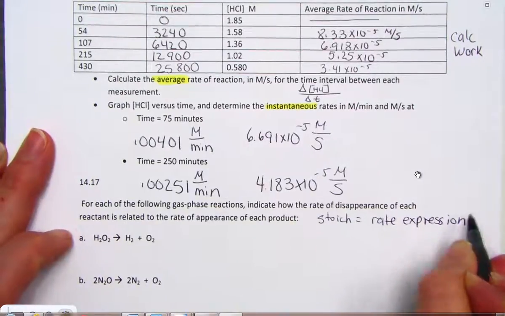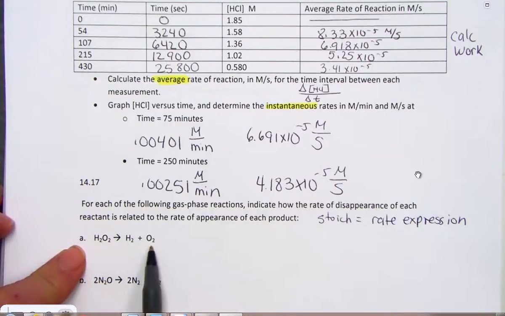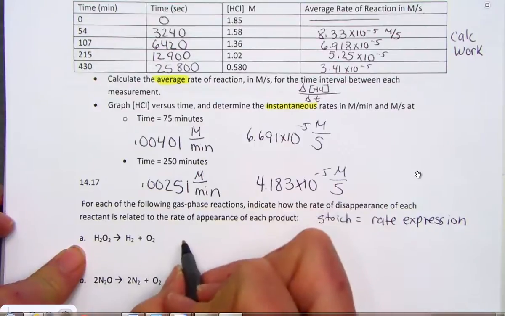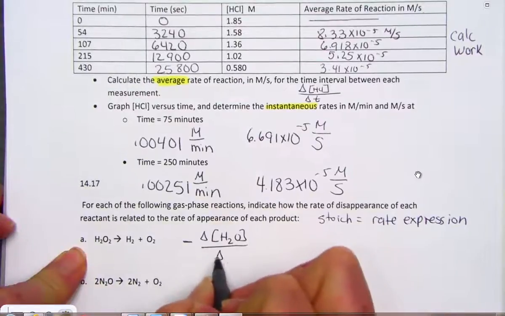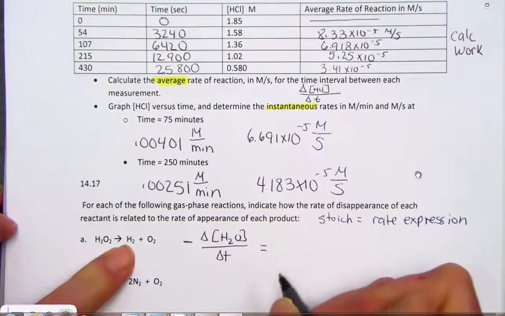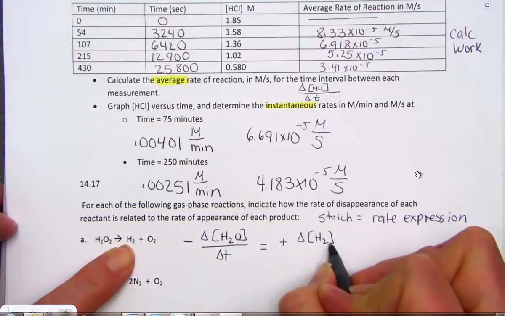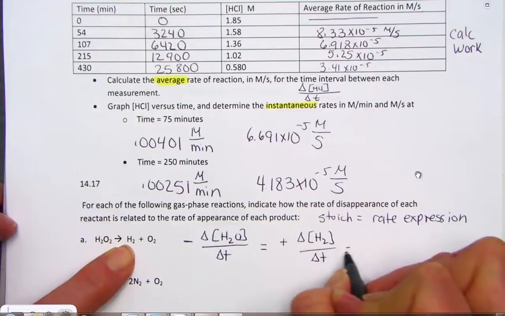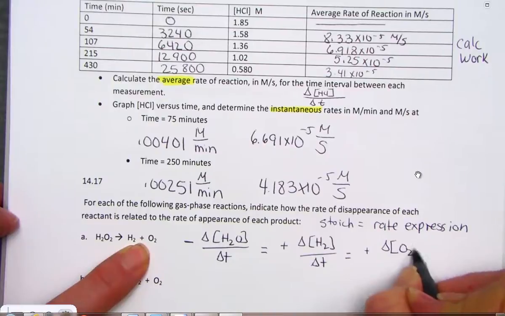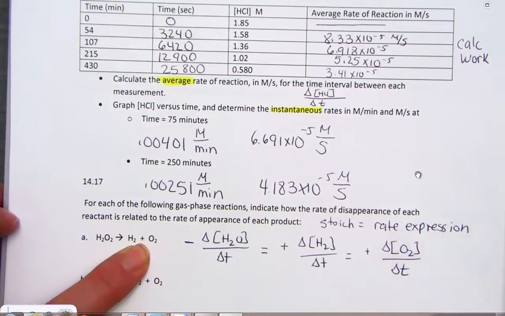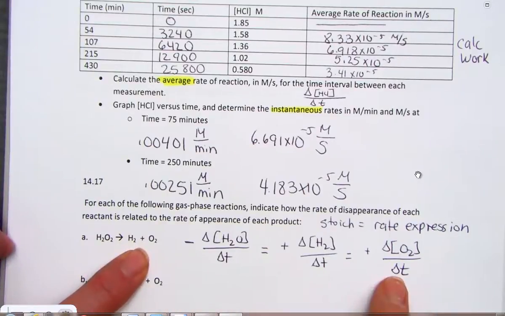Here we have an equation where peroxide is decomposing into H2 and O2, and this equation is balanced as is. So the change in concentration of hydrogen peroxide over its change in time is directly equal to the change in concentration of the appearance of hydrogen over its change in time, which is directly equal to the appearance of oxygen over its change in time. The rate expression, all coefficients of 1, so they are all equivalent values.